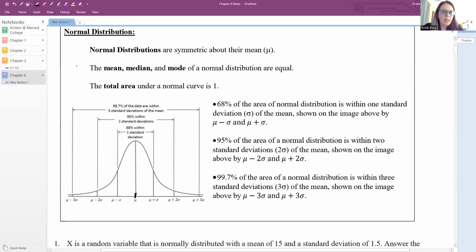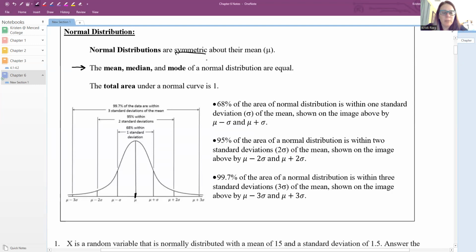The mean, median, and mode of a normal distribution are all equal. So we don't have outliers. It's very symmetric. There's little out here and it goes up to big in the middle. And so they're, like I said, symmetric about the mean.